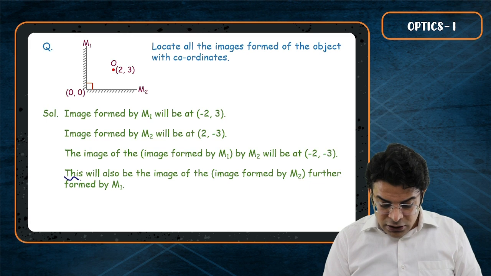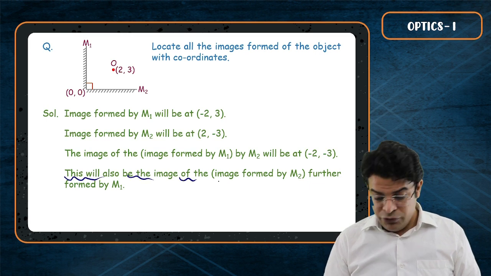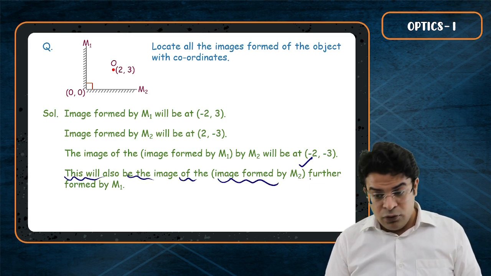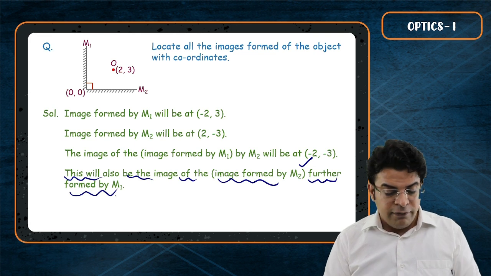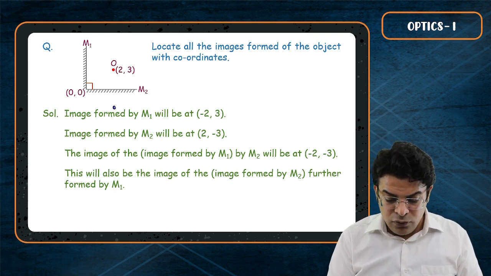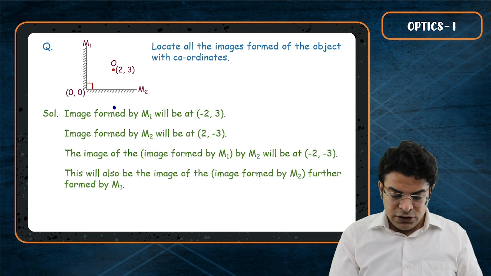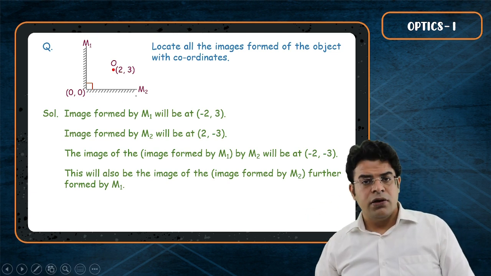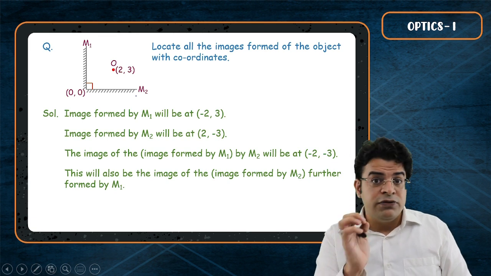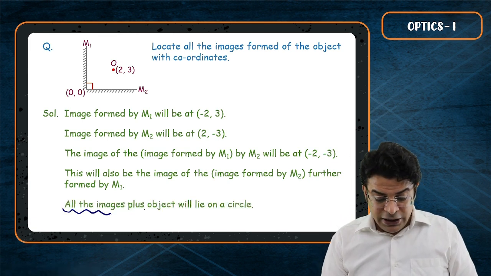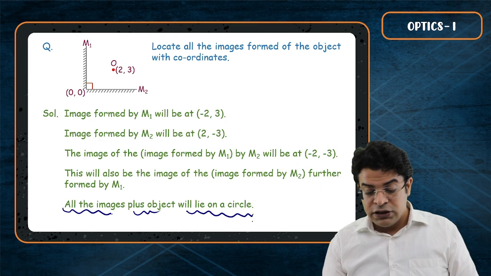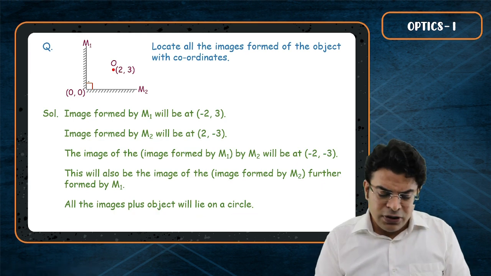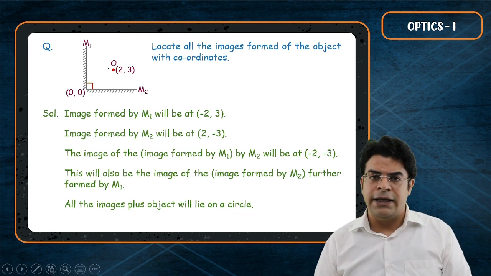And this will also be the image of the image formed by M2 further formed by M1. So M1 will also form the image of I2 at I3. And the last important point which we have learned is that all the images plus the object will lie on a circle with the center at the origin, because their distances come out to be the same.